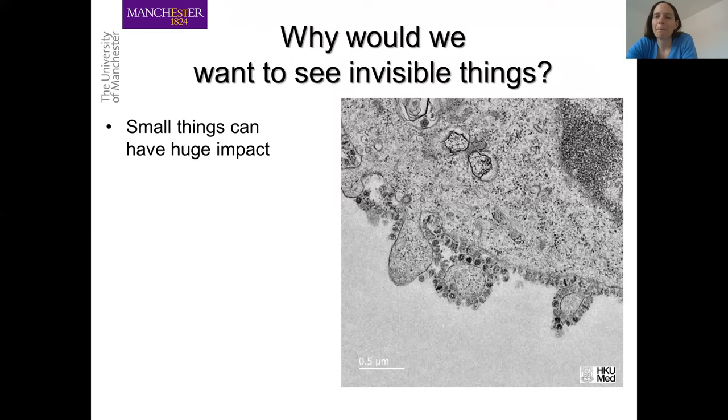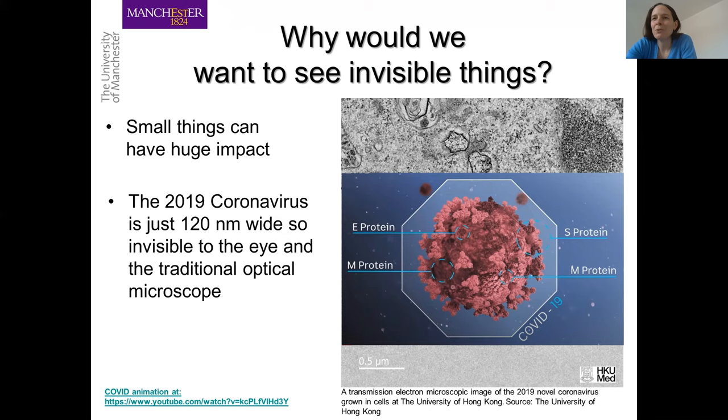So why would we want to see invisible things? And this is an example of that. This is an image which shows that small things can have huge impacts, or at least it shows a small thing that has had huge impacts. And many of you may recognize it, particularly these small round bits here. And these are the coronavirus. We zoom in, we can see an enlarged or magnified view of one of these coronavirus particles, and they have these characteristic spike proteins. So the diameter of the coronavirus is just 120 nanometers, so they're really very small, too small to see with an optical microscope. But they've had huge impact, as we all know in this time.